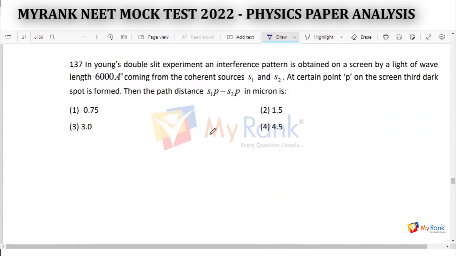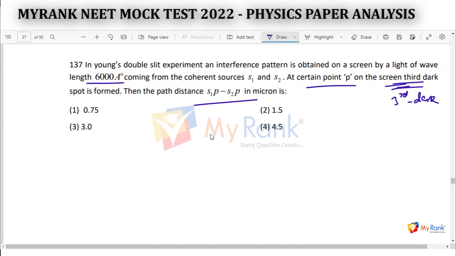And next, 137. In Young's double slit experiment, an interference pattern is obtained on a screen by light of wavelength 6000 angstroms coming from the coherent sources S1 and S2. At a certain point B on the screen, the third dark spot is formed. Then the path difference in microns is, right. Young's double slit experiment is talking about which fringe, bright or dark, students? For that we have to know first. The point is third dark. Yes, third dark.